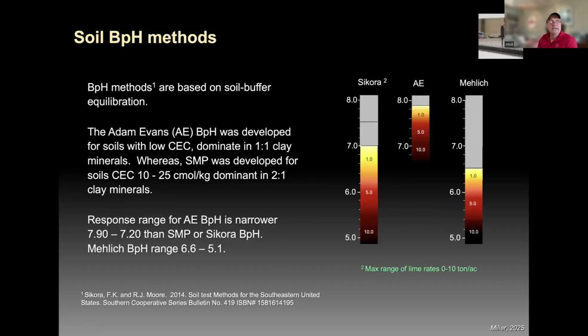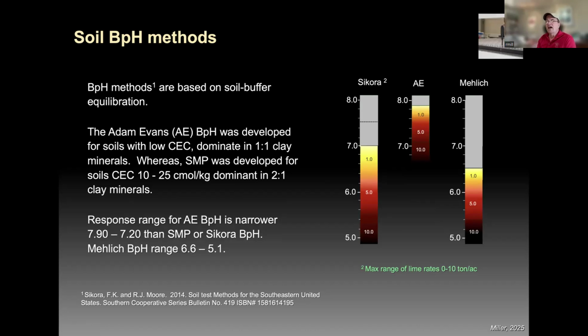I apologize for that. So let's take a look at these lime recommendations real briefly. And I'm just going to contrast here Socorro, Adams Evans, and Mehlich side by side here. When you look at the Socorro, we can just substitute in the SMP because there's a direct mimic of that. So the Adams Evans was developed on low CEC soils of, say, the Carolinas and Georgia. It's a lot of 1-to-1 kaolinite minerals, whereas the SMP is developed on soils much higher in CECs, dominated by 2-to-1 minerals. And so look at these responsive ranges, and I have the tons per acre on each one of these on the buffer pH.